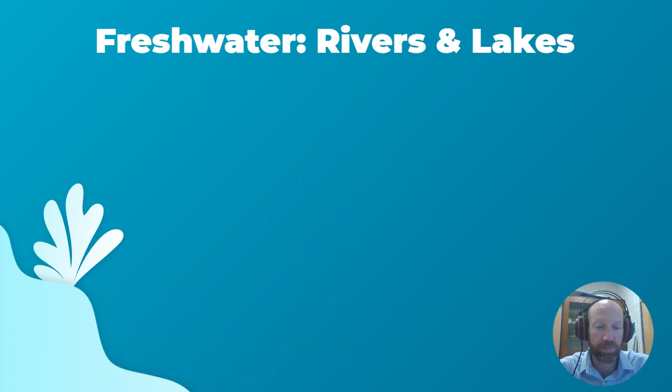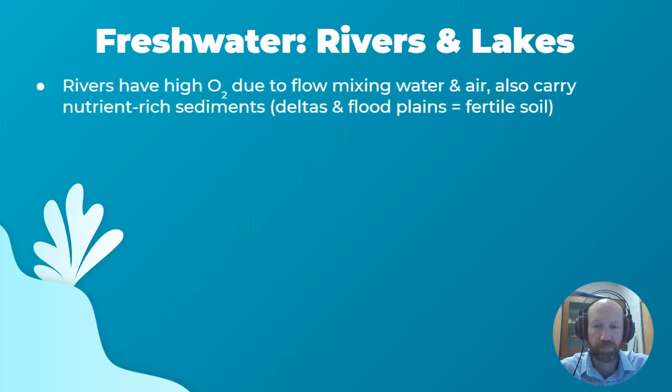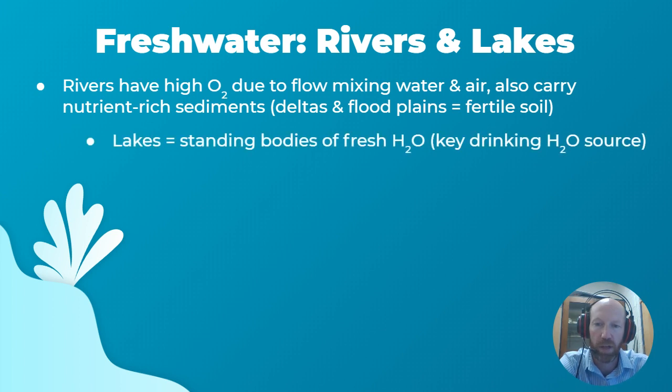All right, freshwater. We've got rivers and lakes. Rivers have a high dissolved oxygen content, as I just mentioned, because of the flow. They've got a high flow, the water mixes with the air, and they're also going to carry a lot of nutrient-rich sediments. All right, deltas and floodplains, you've got the fertile soil, and all of that stuff is going to rush down and be deposited as the water is moving and churning. Lakes are more of a standing body of water, and they're a key source of drinking water.